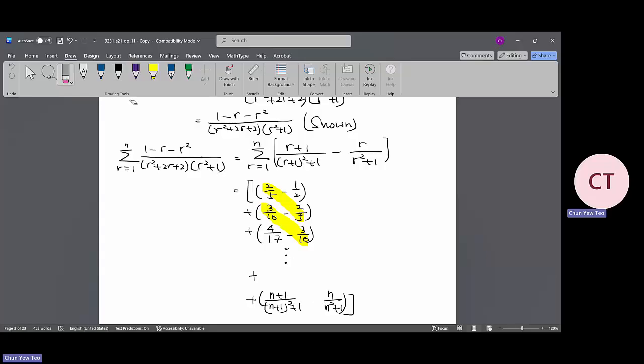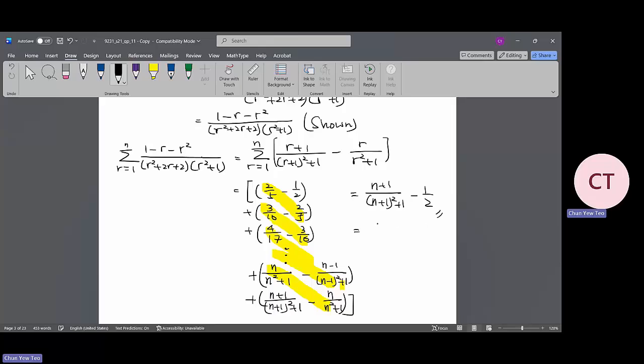However, we will write one more term before n, that means where the r is equal to n minus 1. And you can see that this can be cancelled, and the rest can be cancelled in such a way. So at the end, this will be equal to (n plus 1) over ((n plus 1) squared plus 1) minus half. So this will be the answer.